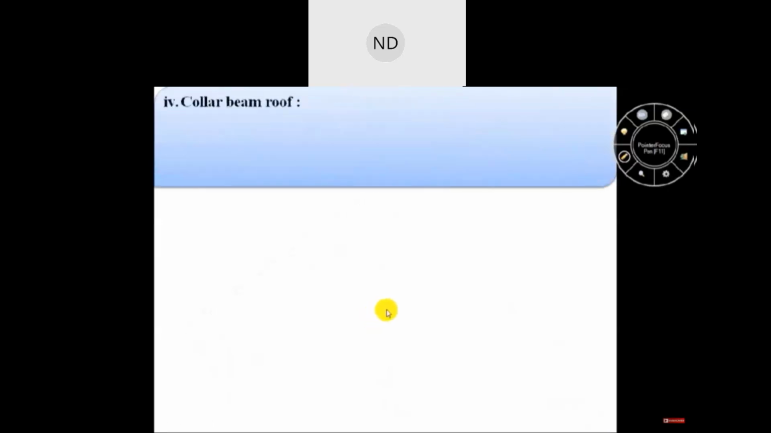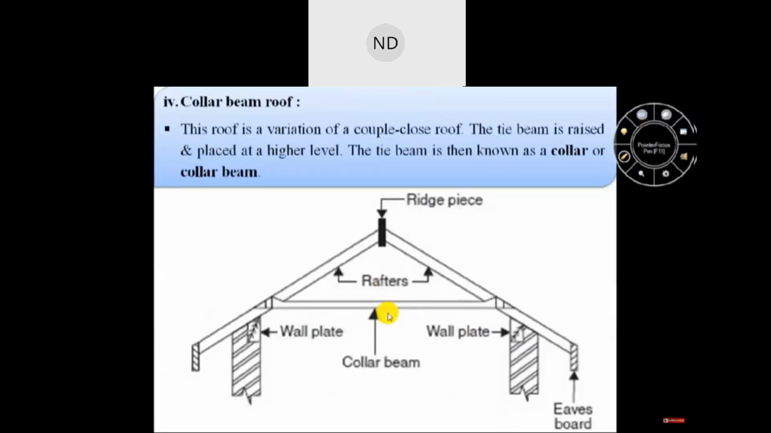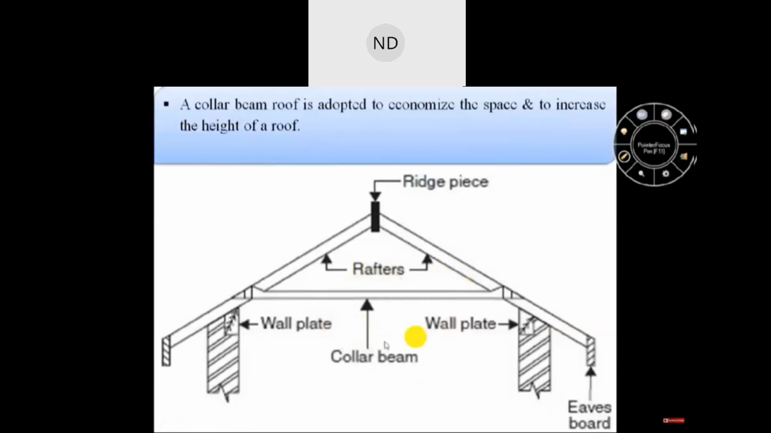Now, the fourth form of single roof is collar beam roof. This collar beam roof is a variation of a couple closed roof. And here we can see the tie beam is raised and placed at a higher level, and this tie beam is known as collar or collar beam. In this image we can see this is collar beam roof, and this collar beam roof is adopted to economize the space and to increase the height of a roof. This roof can be adopted up to a maximum span of 4.80 meters.